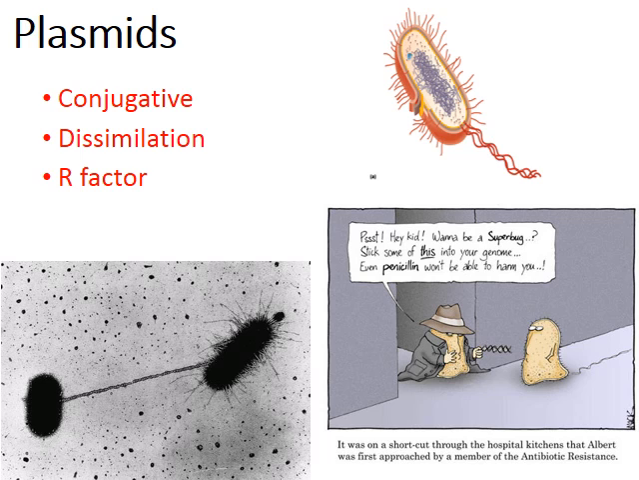And lastly, we have the R factor. R factors, the R stands for resistance. So there's going to be resistance to disinfectants, resistance to antibiotics and stuff like that. Okay? Alright, and what really sucks is when you have combinations of these plasmids.